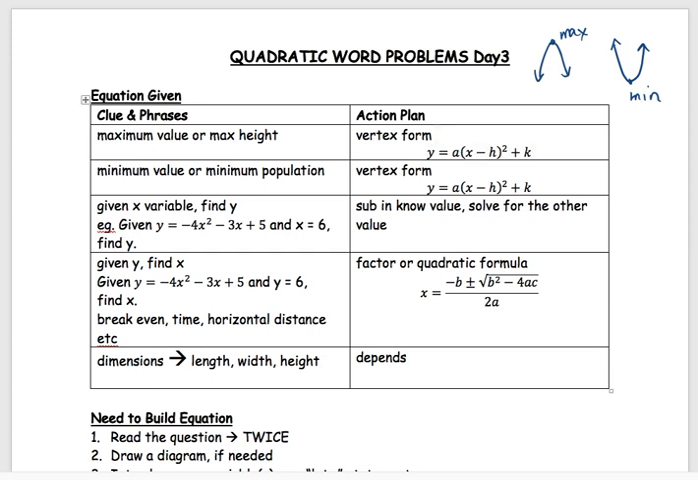So if you have it in standard form and you get it to this form, the vertex form, then you can find information about the max and min. So just watch out for that.